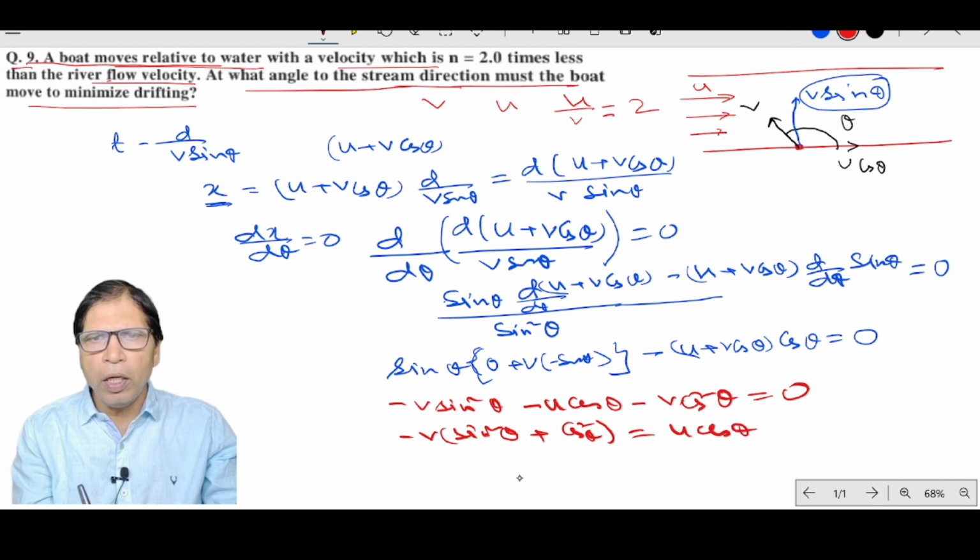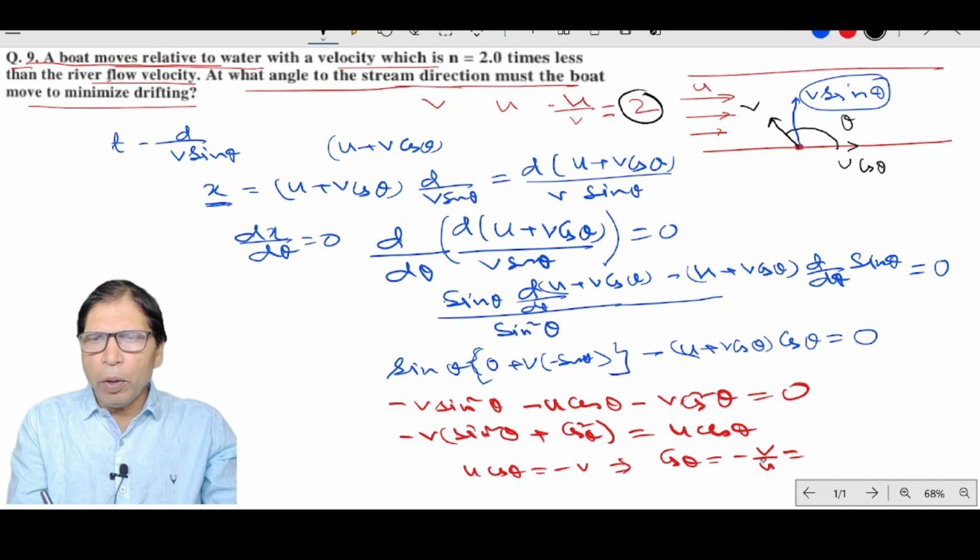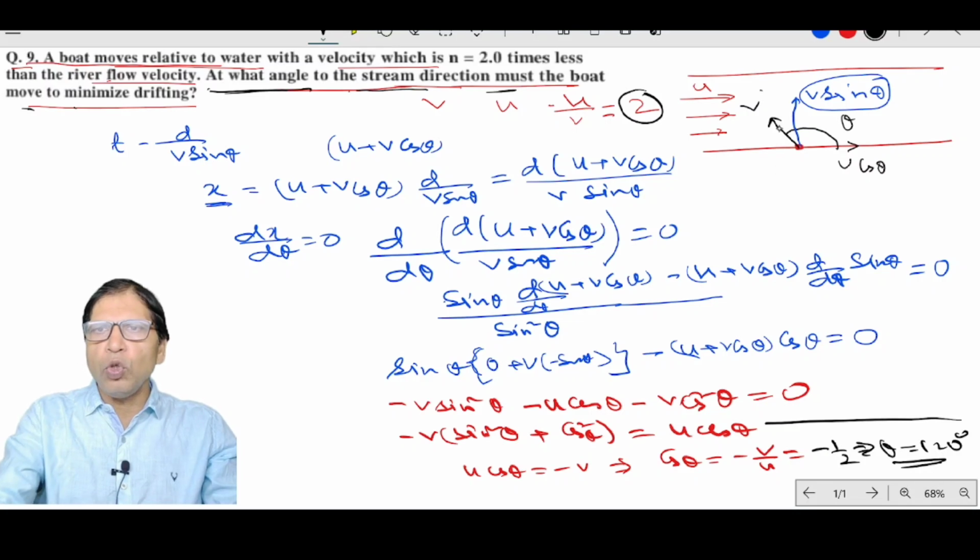Therefore, u cos theta equals minus v. Therefore, cos theta equals minus v by u. Here u by v is equal to 2, therefore minus v by u equals minus half. Therefore, theta equals 120 degree. So, to minimize the drifting, the angle of steering of the boat with the stream should be 120 degree.